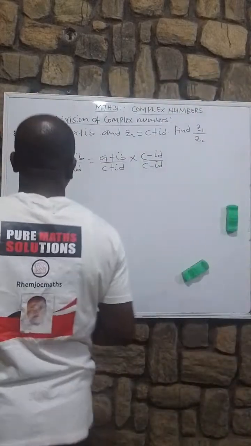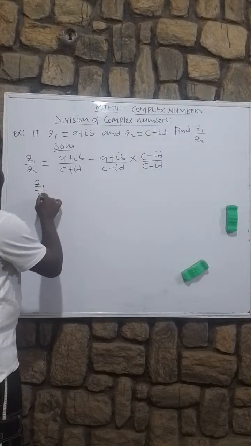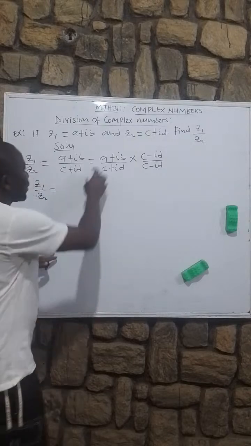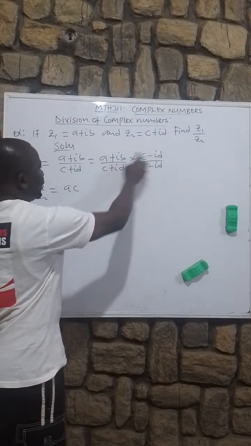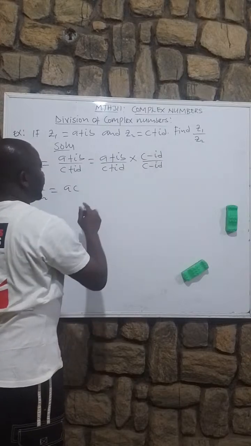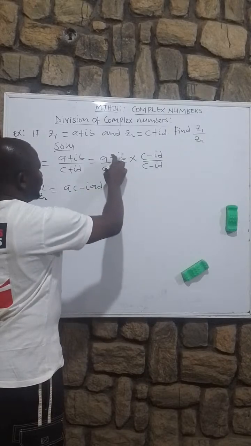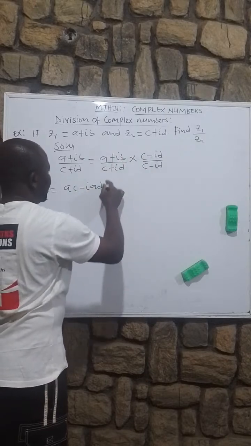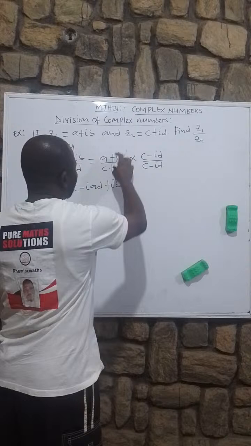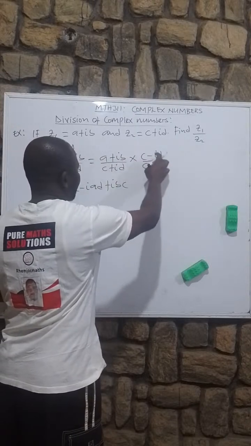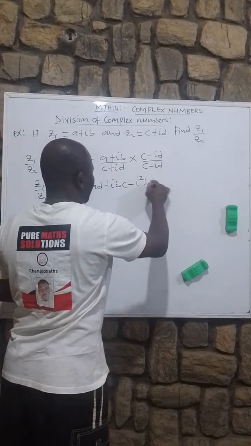So far so good. So our z1 over z2 will now be equal to a times c, ac, a times minus id, going to give you minus iad, then plus ib times c, plus ibc. Hope you are following. Then ib times minus id, minus i square bd.